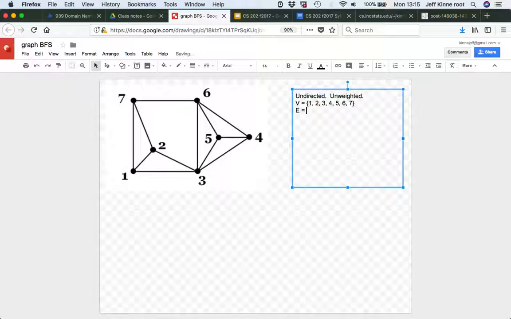The edge set that we have here are the pairs of vertices. So we have an edge between 1 and 2, between 1 and 7, between 1 and 3, and so on. Those are the edges. We could represent this graph in terms of an adjacency matrix or an adjacency list. So an adjacency list might look something like this.